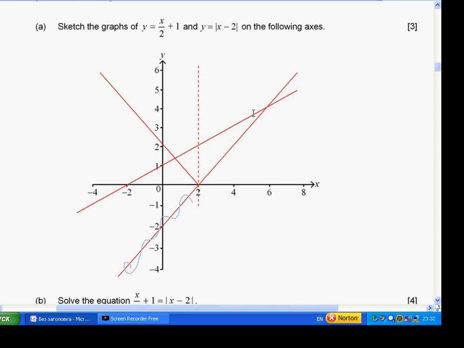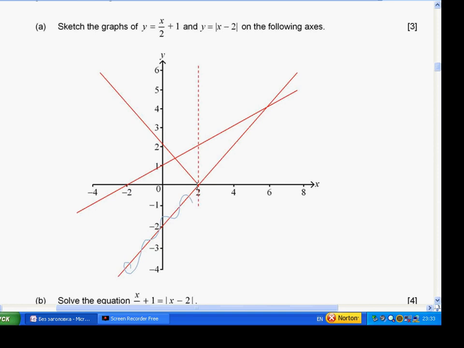First graph is ready. The second graph is the absolute value of x minus 2. Let's find when it is equal to 0. x minus 2 equals 0, so it is at x equal 2. First we draw for x more than 2, we draw x minus 2. So y equals x minus 2: when x is 0, y is minus 2, when y is 0, x is 2. So I draw straight lines through these two intercepts.